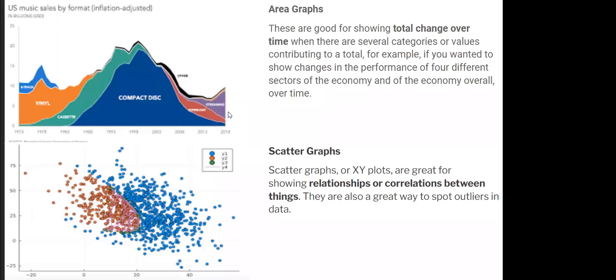This applies when there are several categories of values contributing to a total. For example, if you wanted to show the change in performance of 4 different sectors of the economy, right? We can say for the agricultural sector, there was a change over time, from the time we were importing rice to the time we're exporting it. We had the oil sector as well, where there was a subsidy attached to the dispensation of oil, and now there's a trend toward no subsidy at all.